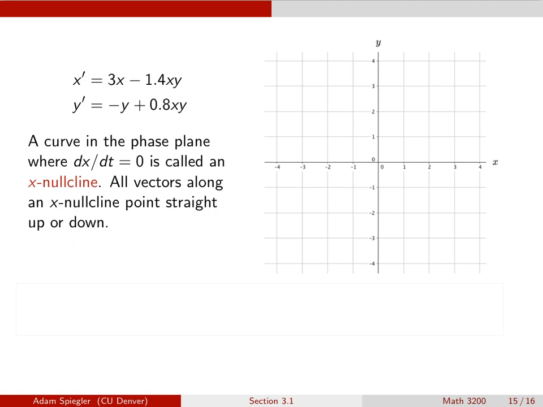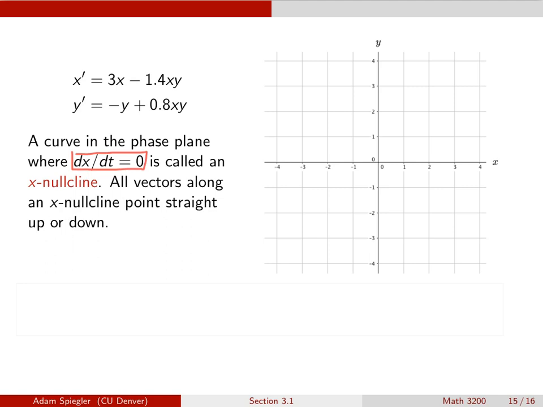So in the previous vector field, we saw that at points where the derivative dx/dt is equal to 0, these are going to be points in the phase plane where, since dx/dt is 0, the vector is going to have no horizontal component, and they're going to point straight up or down. So these points we call x nullclines. And the way that we find these nullclines is we're going to set dx/dt equal to 0 and then solve for x and y.